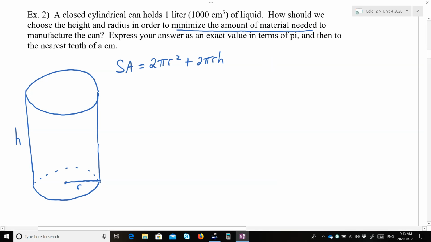Okay, and so we also have that it holds 1 liter or 1,000 centimeters cubed of liquid. So our second equation is that the volume of this can is 1,000, and the volume of a cylinder is pi r squared h. So pi r squared h equals 1,000, and it's easiest to get h by itself in this case and go 1,000 divided by pi r squared.